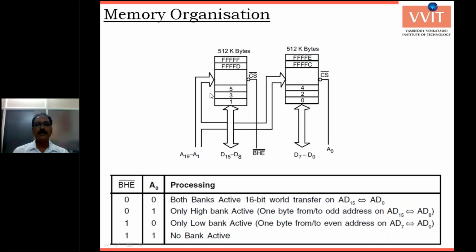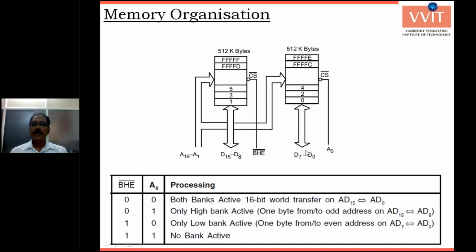The leftmost part is the odd bank. The rightmost part is the even bank. The odd bank is enabled in the 8086 with the help of BHE bar. The even bank is enabled with the help of A0.